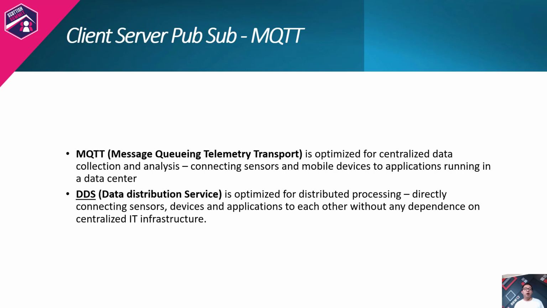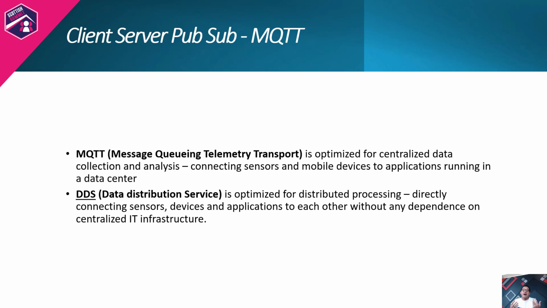Then we come to the client-server pub/sub service. Here, when we talk about client-server pub/sub, there are two main categories. MQTT, short for Message Queuing Telemetry Transport, is optimized for centralized data collection and analysis, as opposed to DDS, Data Distribution Service. And the name tells what it does. It's optimized for distributed processing, directly connecting sensors, devices, and applications to each other without a centralized IT infrastructure.